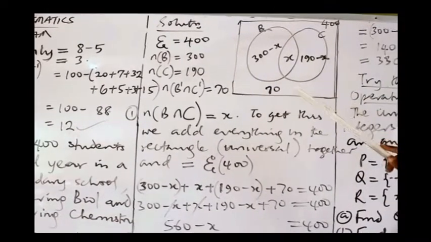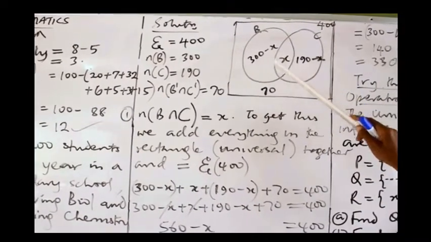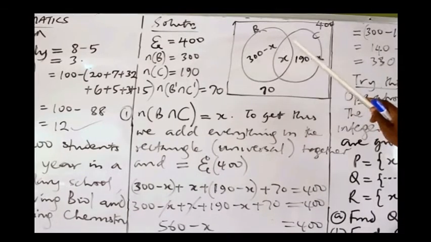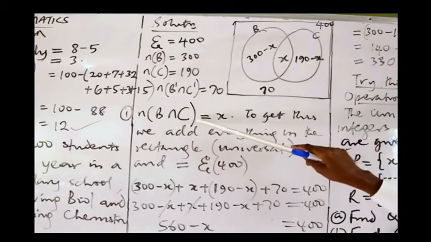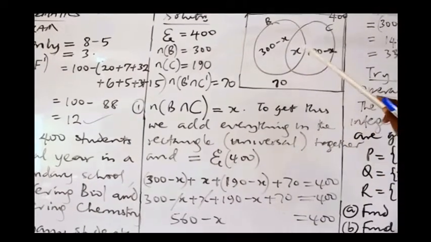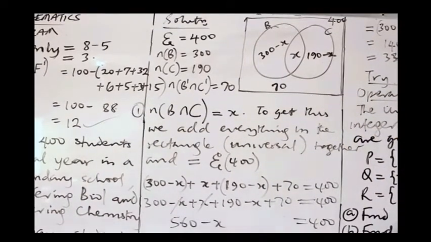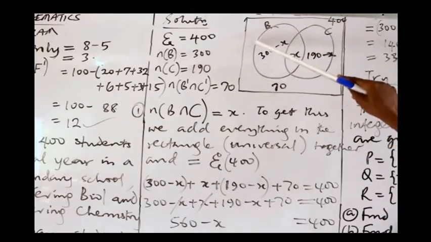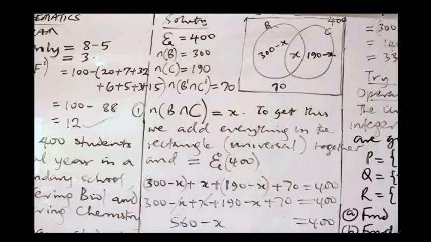You start from the inner part, the center part, and you go outward. But since we don't know it, and that is what the question is asking for, people offering both biology and chemistry, we represent it by a letter. You can use any letter, X or Y, anyone you like. So I represented it by X. Then, people offering biology only will be biology altogether minus this middle one. Just like the way we did it in that first question.